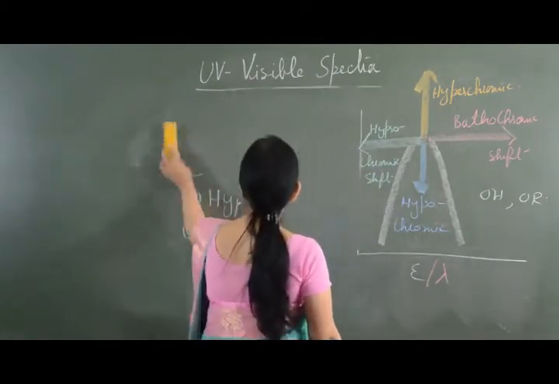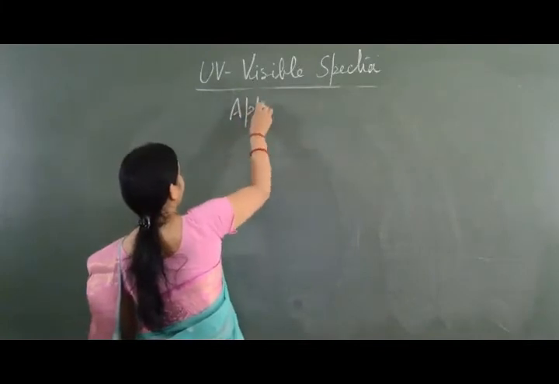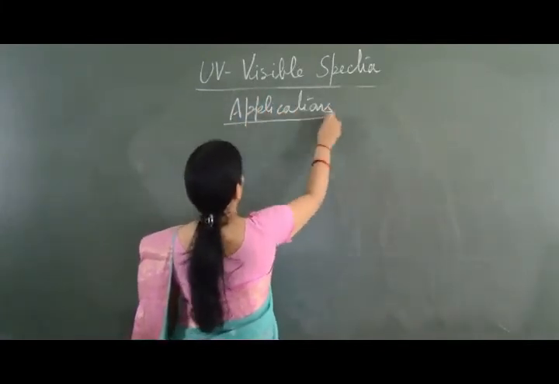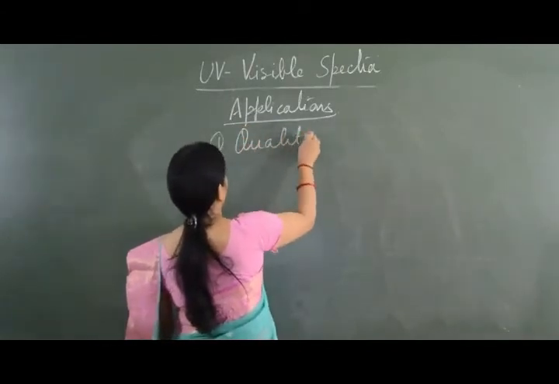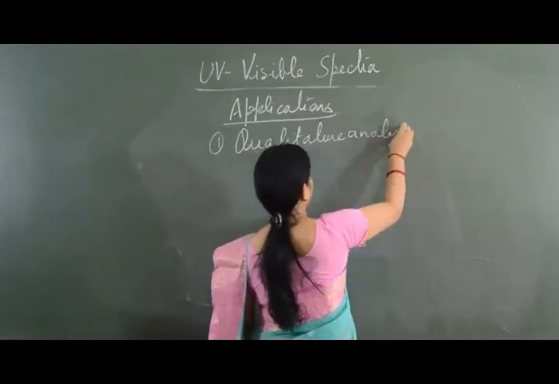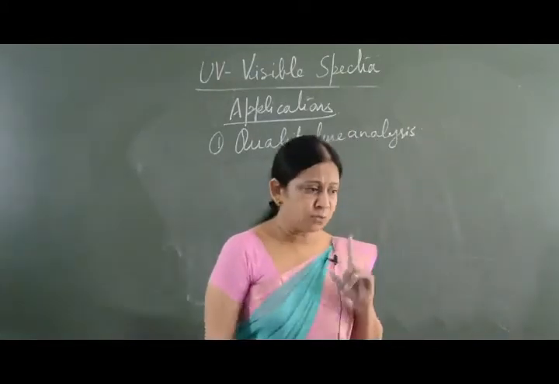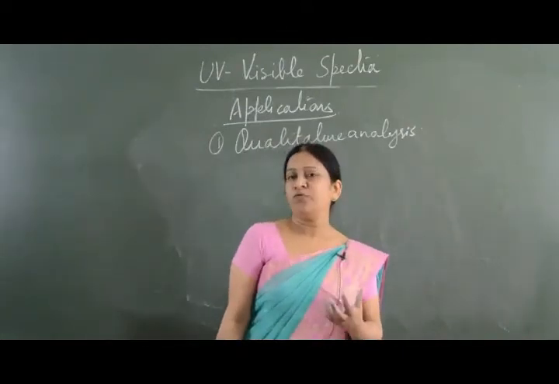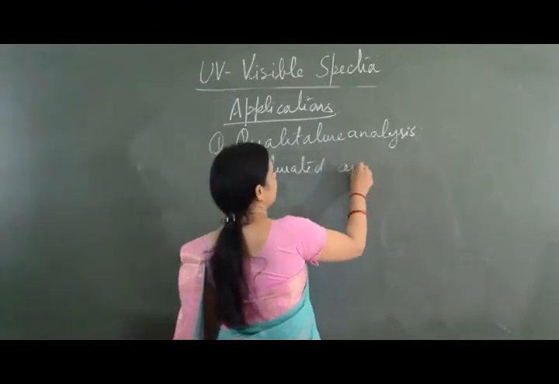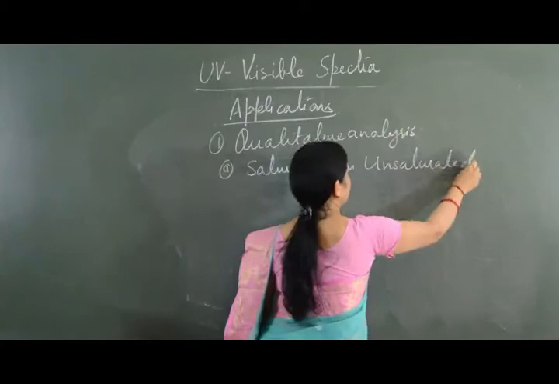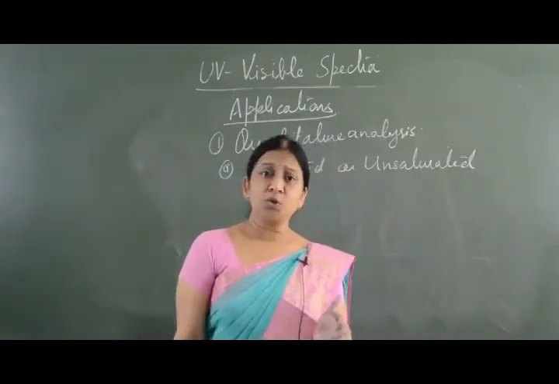And after this, we have certain applications of UV spectra. So the last is applications. The first application of UV spectra is that it helps in qualitative analysis. Qualitative analysis means it is going to tell us about the quality of the compound. The first thing which we can know on the basis of UV spectra is whether the compound is saturated or unsaturated. If the compound is saturated, it is not going to give UV spectra, and if the compound is unsaturated, it is going to give UV spectra.